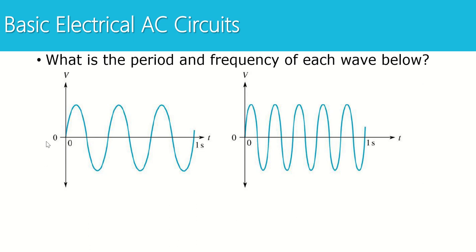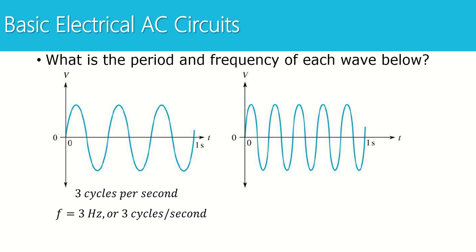So with the one on the left, we have 1, 2, 3 cycles per second. So our frequency would be 3 hertz. Our period is then going to be 1 divided by 3, or 333 milliseconds, meaning it takes about 0.3 seconds for 1 full cycle to happen, which makes sense. If I can get 3 cycles in 1 second, then it would take a third of that time to get just 1 cycle.